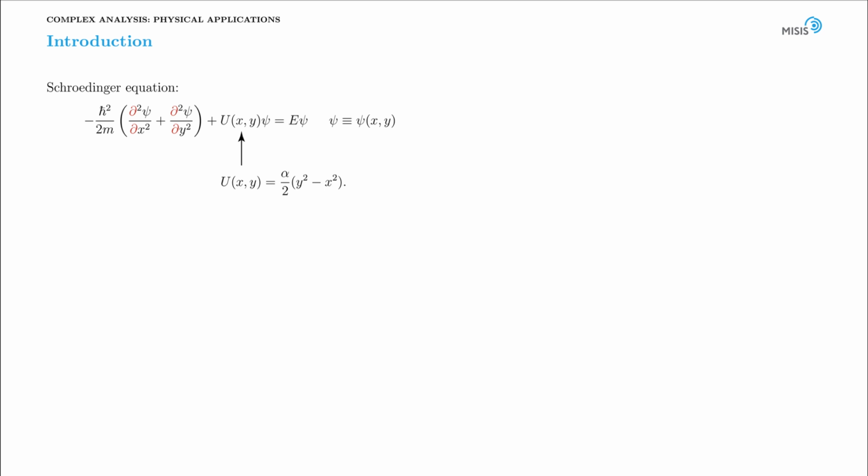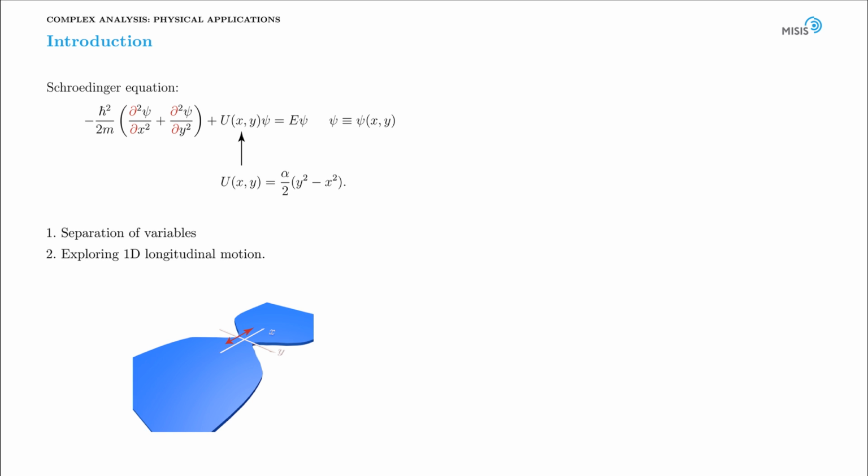So our plan is as follows. First, we separate the variables and show that the motion in the longitudinal direction indeed can be easily detached from the simpler one in the transverse direction. Second, we explore the exact solution of the one-dimensional longitudinal motion.